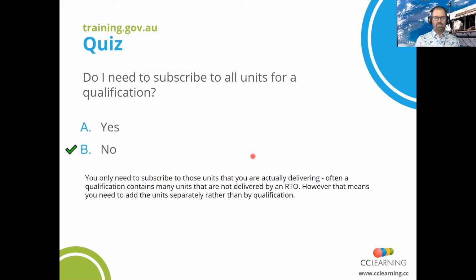Let's say, for example, you are only delivering RSA. If RSA is part of a larger qualification, and that's the one your organisation has signed up to, but you don't deliver any of the other units, why the heck get all those notifications, right? Just sign up to the one that you're interested in receiving. So just be aware of not having to.